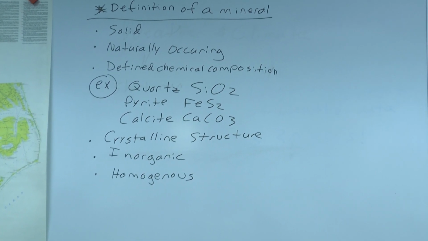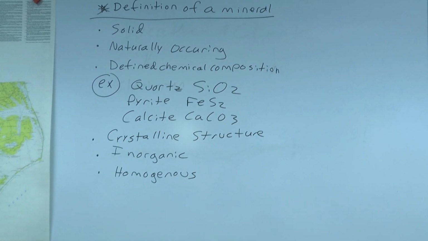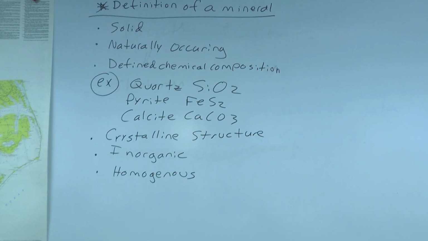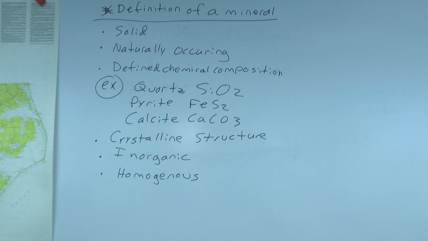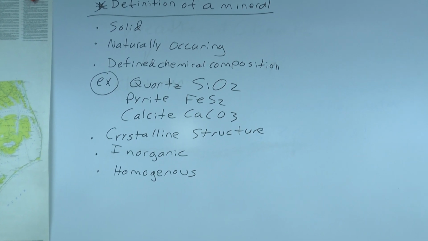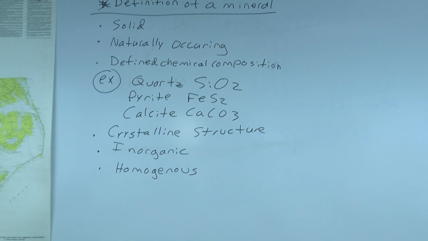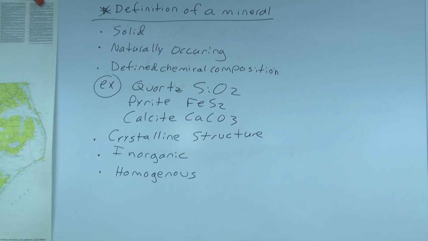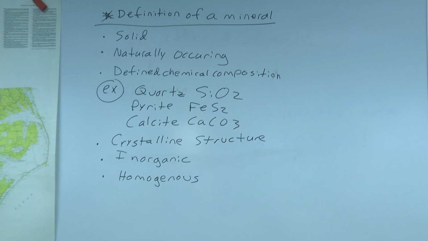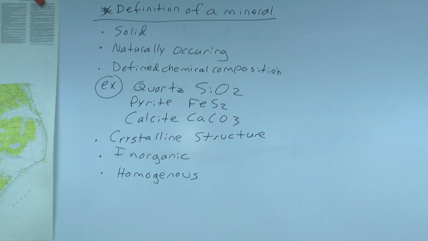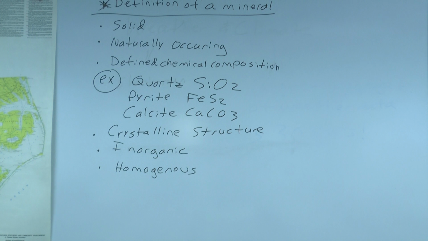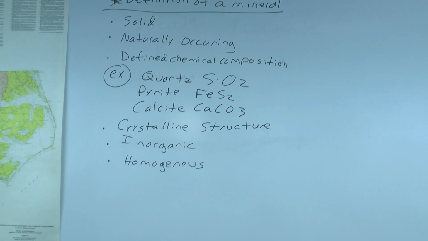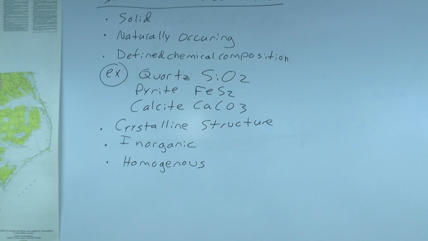Pyrite, there's a nickname for pyrite. Can you guys remember what it is? If you said fool's gold, you're all correct. Pyrite is FeS2, iron sulfide. And then there's calcite, which we talked about in class. Calcite is in the medicine Tums, and calcite is CaCO3, calcium carbonate. So, defined composition.